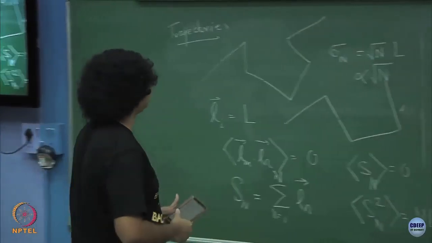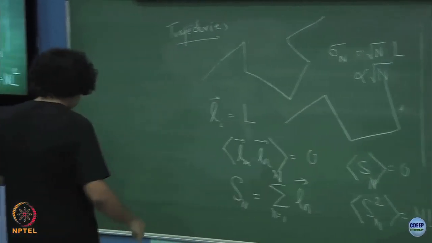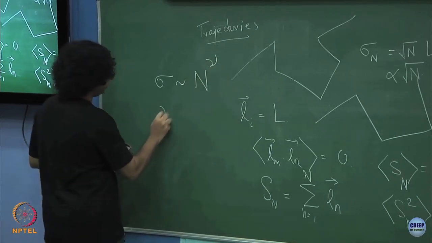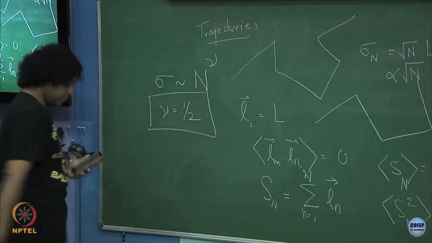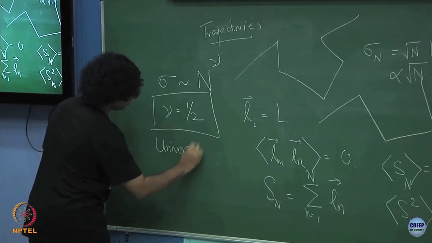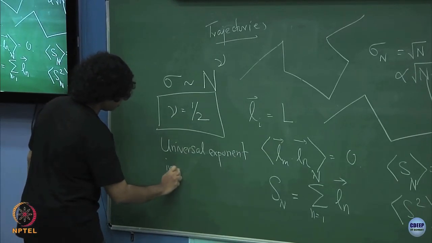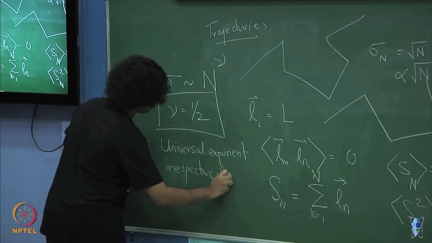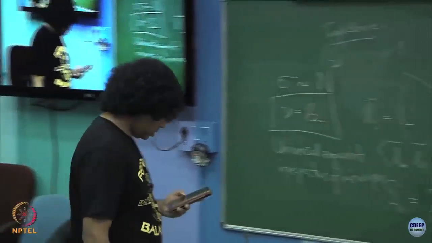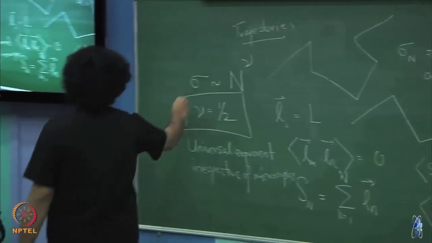Right. So, you will find that for a large class of objects like this, independent of whether I took equal steps or I did not take equal steps and so on, what I will get is that the standard deviation will vary with the number of steps as n to the power of nu, where nu is equal to half. So, this is an exponent which is universal for this class of processes irrespective of the microscopic details. So, you could take variable times, you could take variable speeds, you could even have some time correlations, you would still get this nu is equal to half.